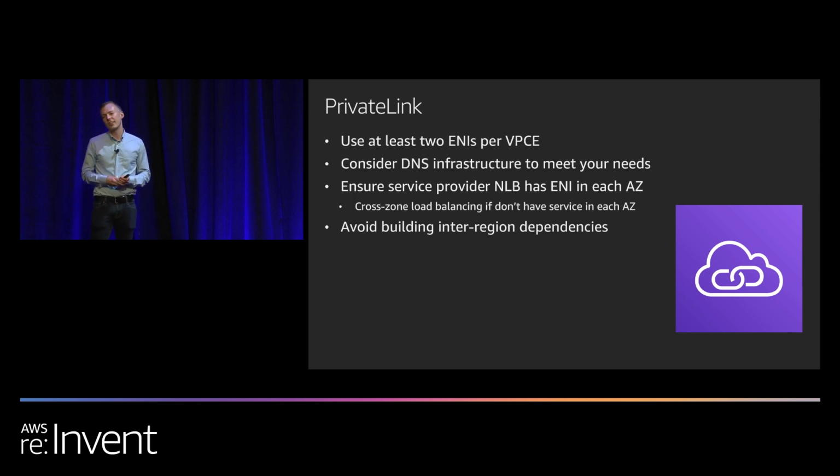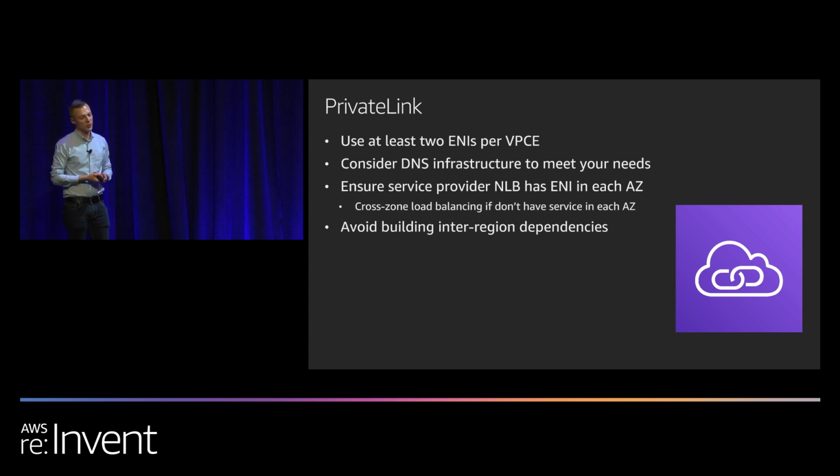Ensure your service provider NLB has an ENI in each availability zone. So this is just purely for discoverability. The way that we map availability zones, if you spin up one account, your availability zone ABC could be different from that other account's availability zone ABC, D, E, F. So there's not a one-to-one mapping.